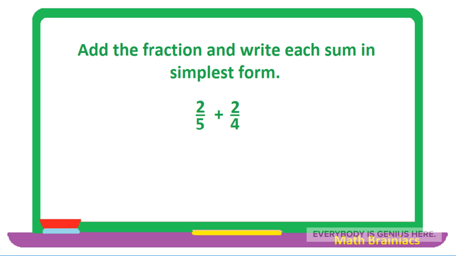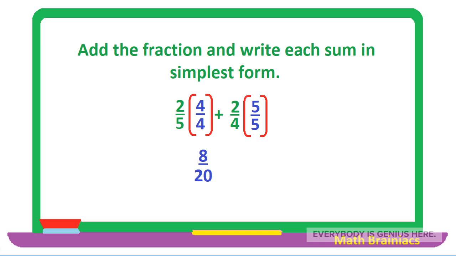Add the fractions and write each sum in simplest form, 2/5 plus 2/4. The steps will always be the same. We are going to multiply the first fraction with the denominator of the second fraction. Accordingly, 2/5 times 4/4. 2 times 4 is equal to 8, and 5 times 4 is equal to 20. Hence, our answer is 8/20.